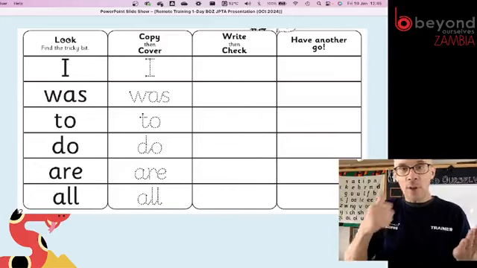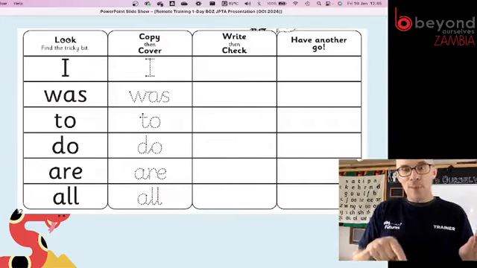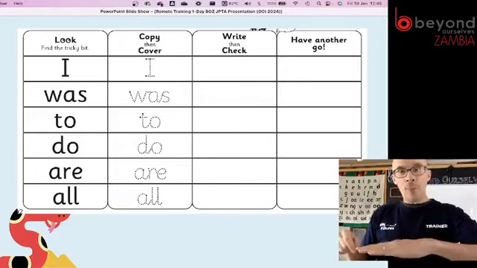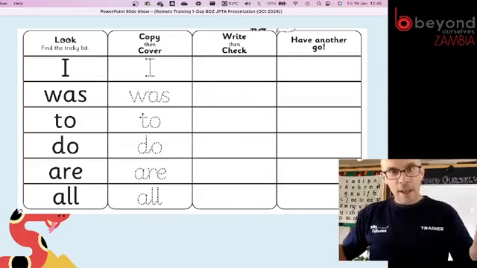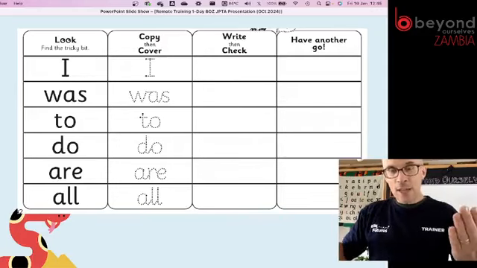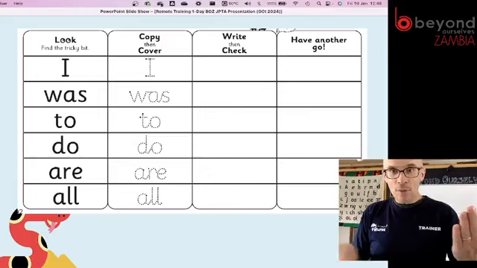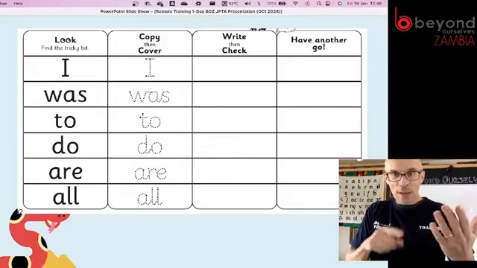If they've got it right, well done. If they've got it wrong, what bit did they get wrong? What can they learn from the mistakes that they've made? Okay, then they cover it up again, and then they try and write it again. And then they look again. If they've got it right, well done, give themselves a tick. If they've got it wrong, what did they get wrong? Why did they get it wrong? And make sure they get it right the next time.